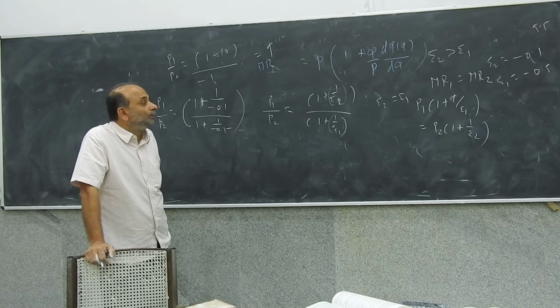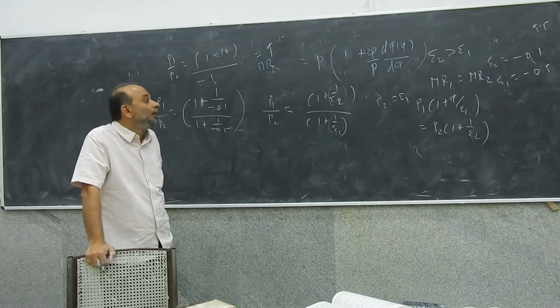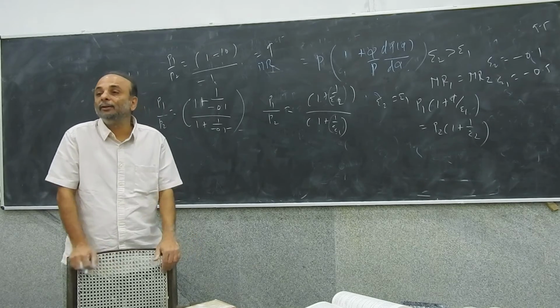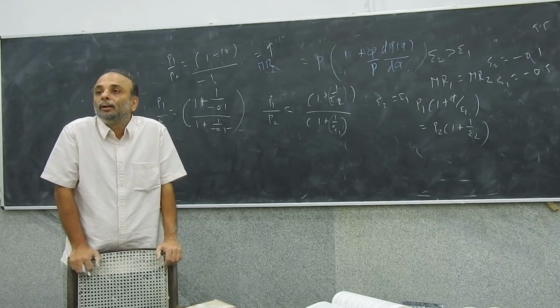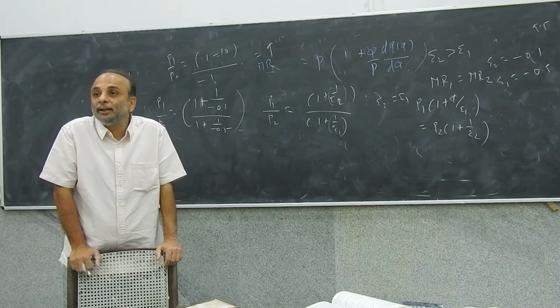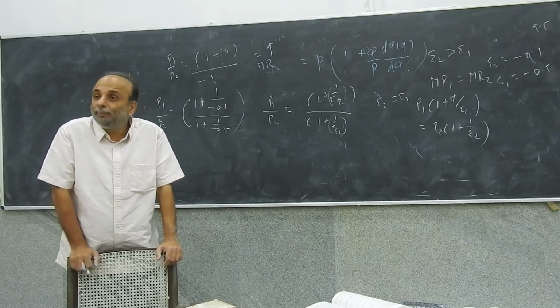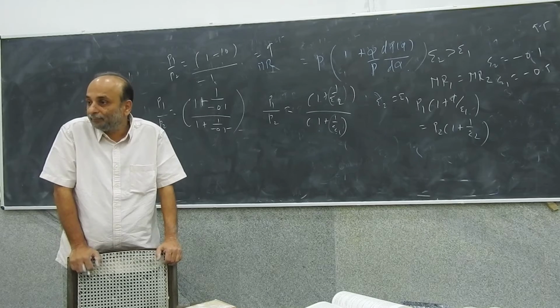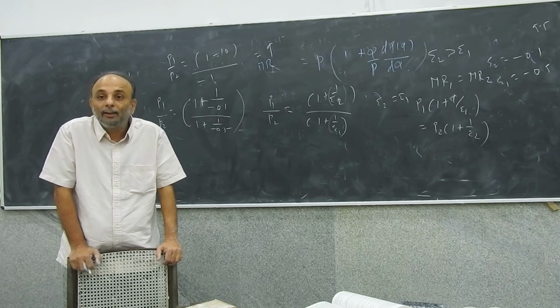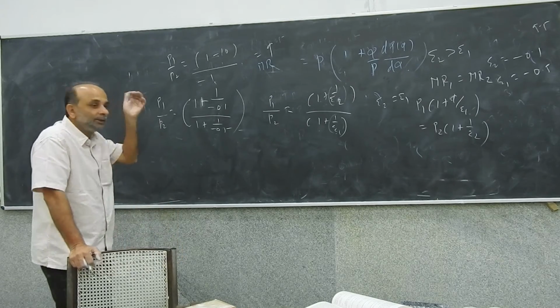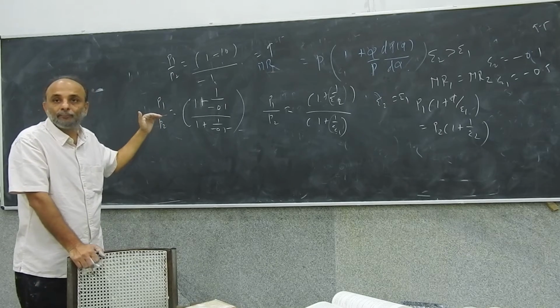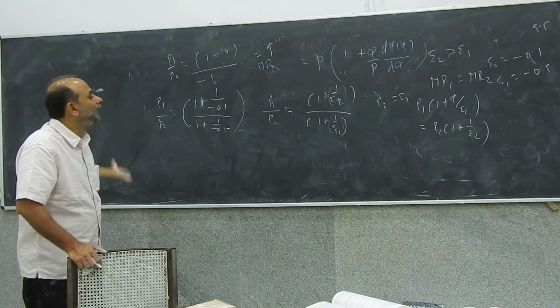E1 is minus 0.5, E2 is minus 0.1. So E2 is actually bigger than E1, isn't it? Minus 0.1 is a bigger number than minus 0.5. So the ratio of the prices in the two markets will be in equilibrium.